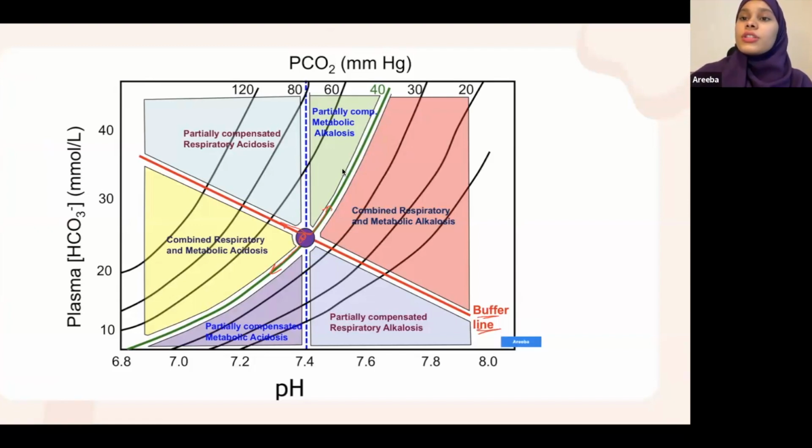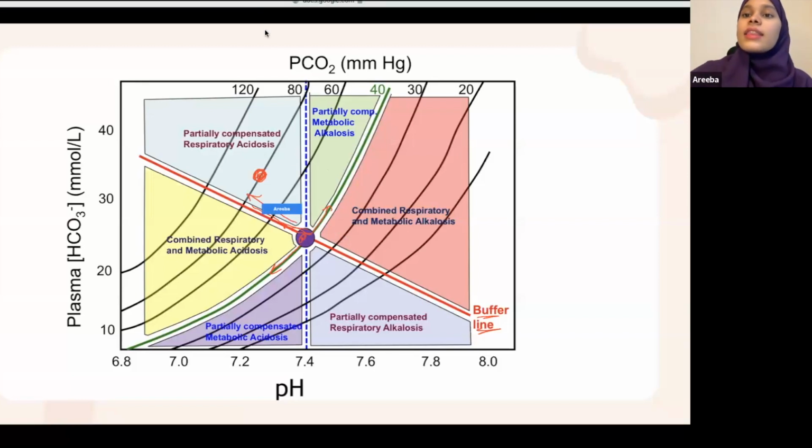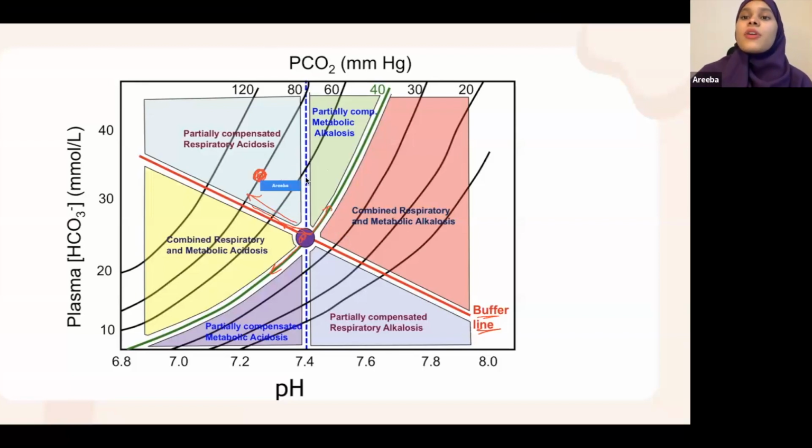Okay, so this is just a way to space yourself, like, okay, if the point is here, it's probably this. So if the point is, for example, here, we would say that it's partially compensated respiratory acidosis. And why? Because this point would have to move along the buffer line, and that would indicate a respiratory cause. And then if it's somewhere here, then that means some compensation would have happened. Okay?